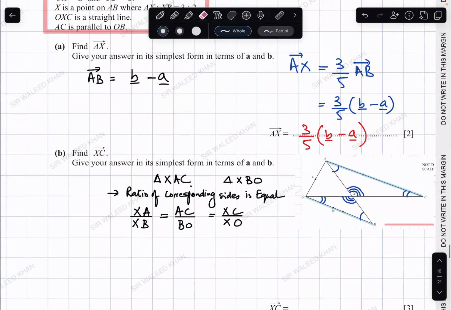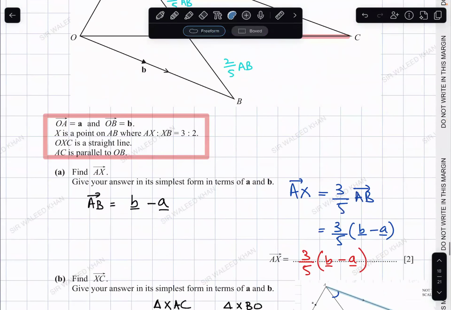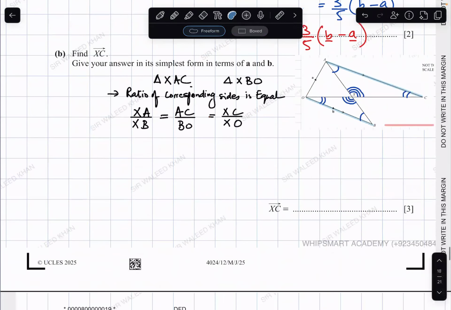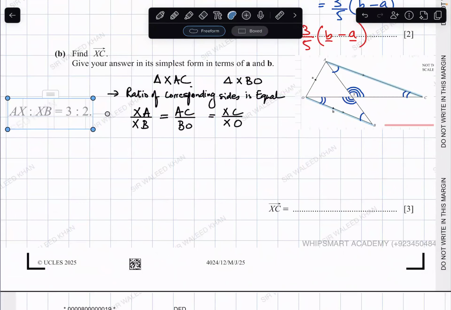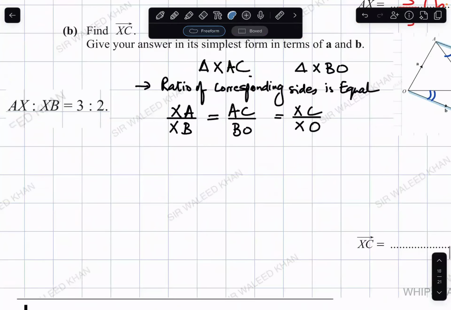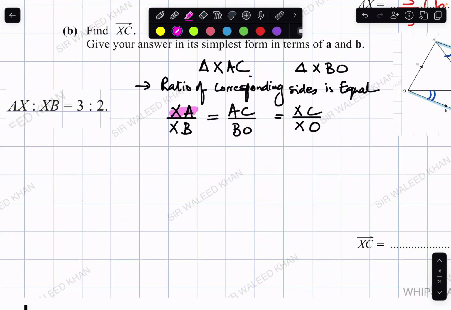Now, there was one piece of information given to us. What was that? AX ratio XB is this. Now, this is not me telling you, this is them. AX and XB. Can you figure out this over here? AX and XB. What is the ratio? 3:2. So can I say the same about XC?